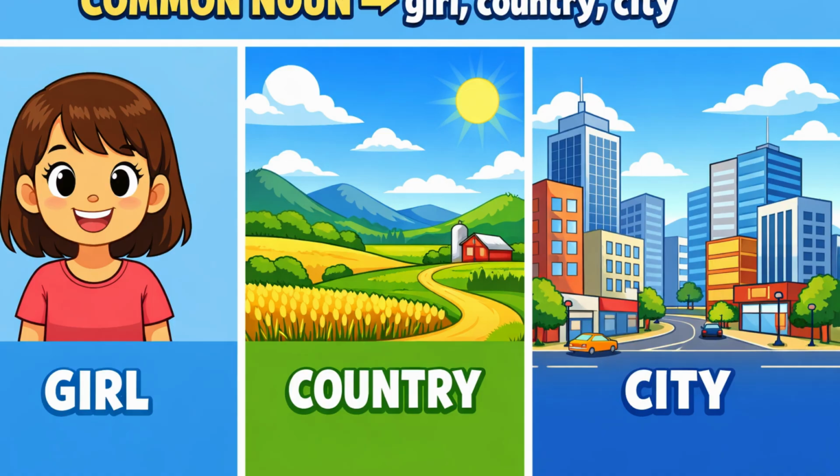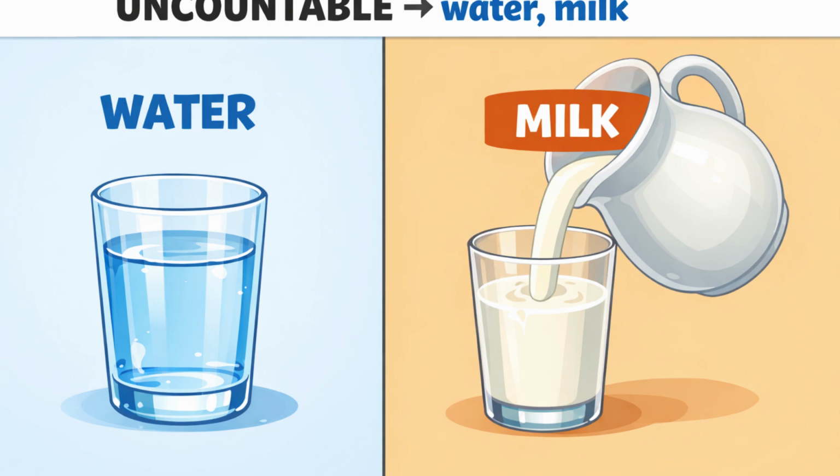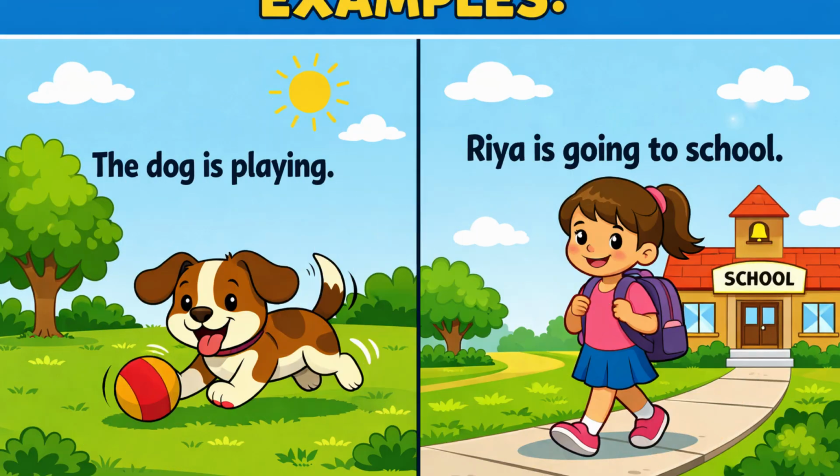Common noun. A common noun is a general name. Examples: girl, city, country. Countable noun. Countable nouns can be counted. Examples: 1 apple, 2 books. Uncountable noun. Uncountable nouns cannot be counted. Examples: water, milk. Now let's see nouns in sentences.